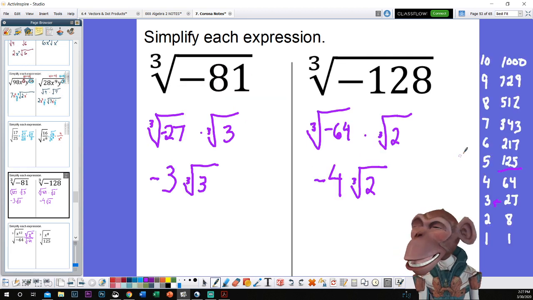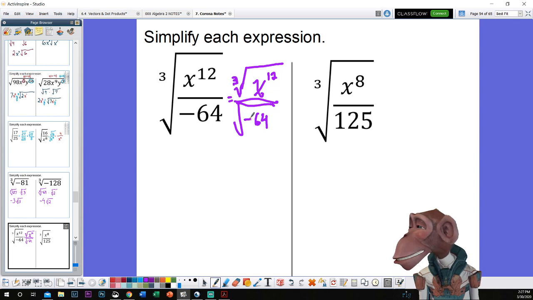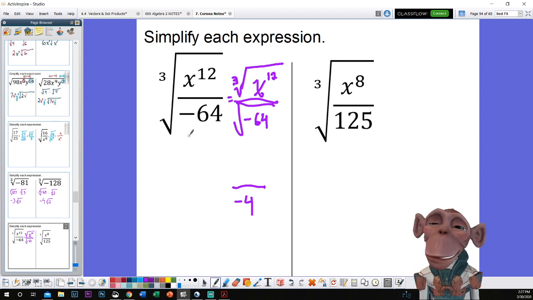We're going to go back and use our cool chart here. 64, ooh, that's perfect. It's 4. So looking at this, since this was negative, I'm going to put a negative 4. And that's it. I busted it out of the root because it was perfect. It was right on the chart.